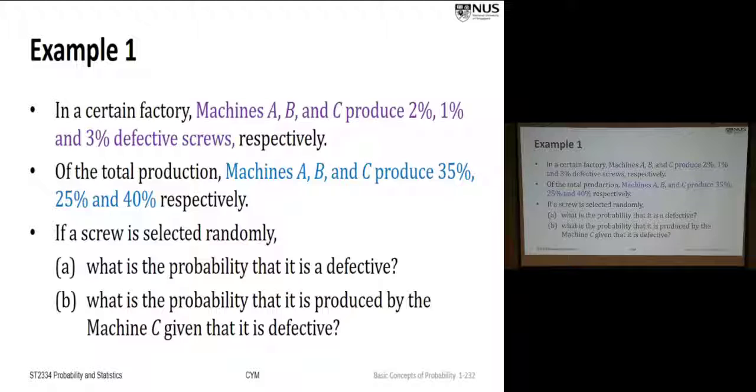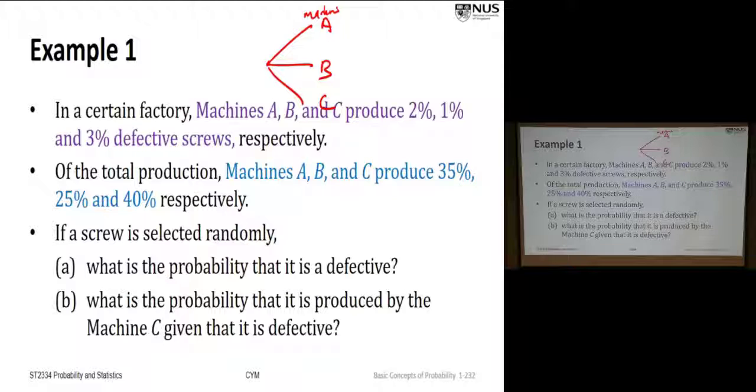So if you use a tree diagram, start from a node. I don't know whether you know how to construct a tree diagram. Start from a point, I call it a node. Branch. And in this case, the branches are machines. So it's machine A, B, and C. Only 3 machines in this question.